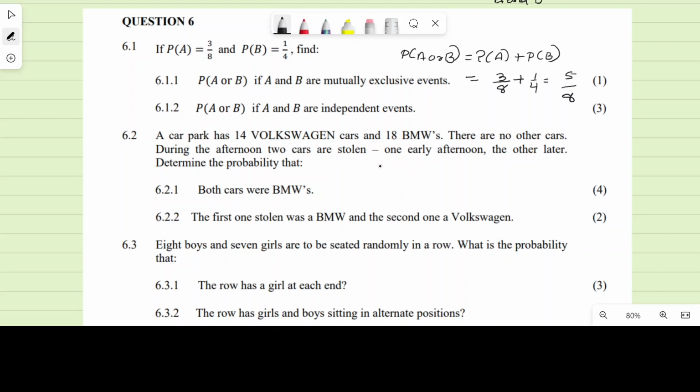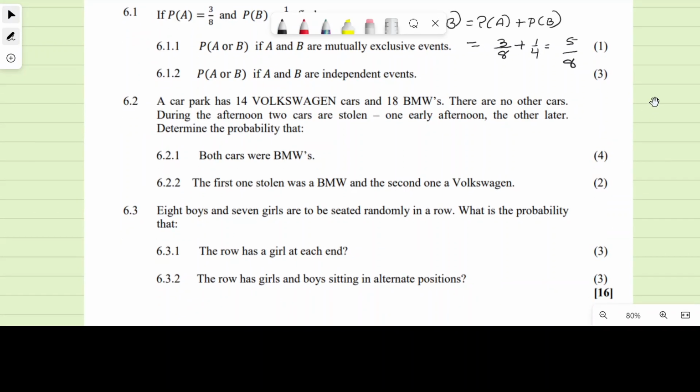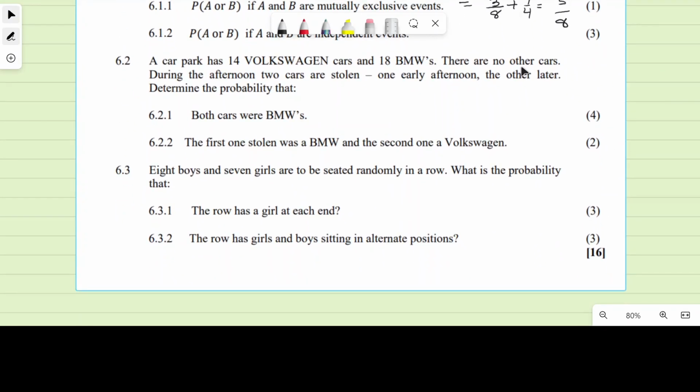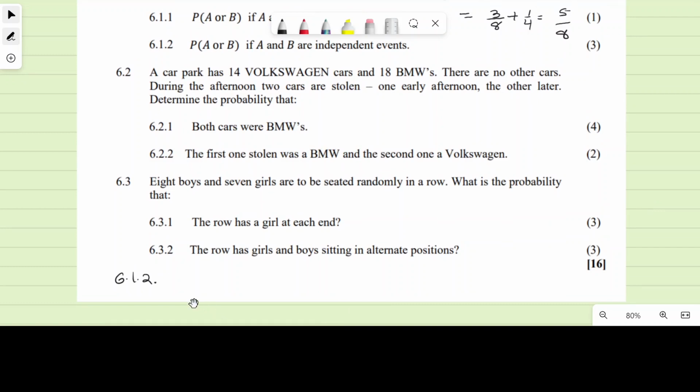Okay, now find P(A or B) if A and B are independent events. Okay, what do we know if A and B are independent events? What we know is, okay, let me go back to space now. I think this space is not enough for us to write everything, so I'm going to answer it here now. Let me answer here, starting here. So I'm now answering 6.1.2, P(A or B) if A and B are independent events. That's what I'm answering now.